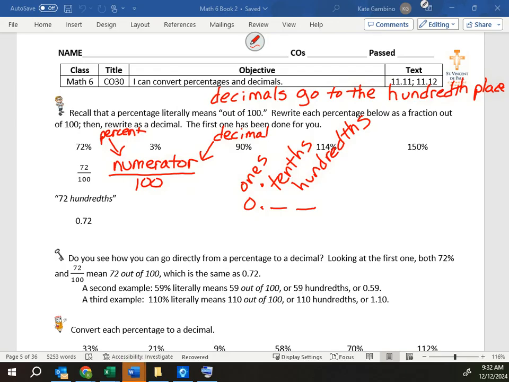Key thing, what do we have to have in that fraction in order to be able to do this, Adeline? 100. 100 is our key number. So that fraction has to be to 100 so we can get the percent, we can get the decimal. Any questions on this objective?